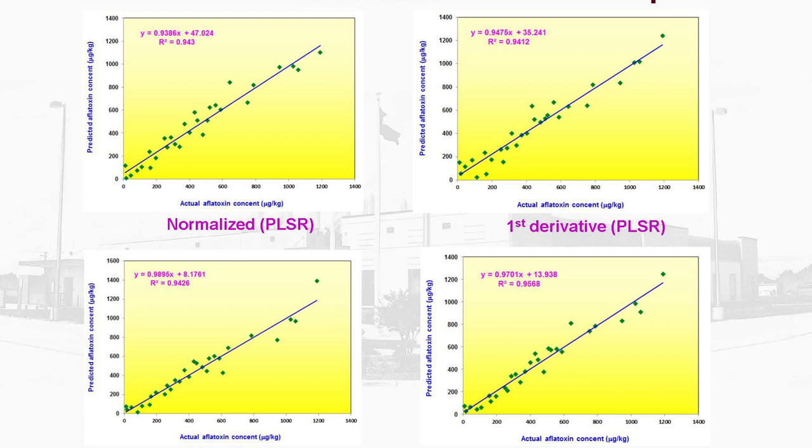This figure shows the scatter plot of a canonical discriminant score plot. As you see here, the major samples within the same aflatoxin groups group together, and the samples with different aflatoxin concentrations are remotely separated.